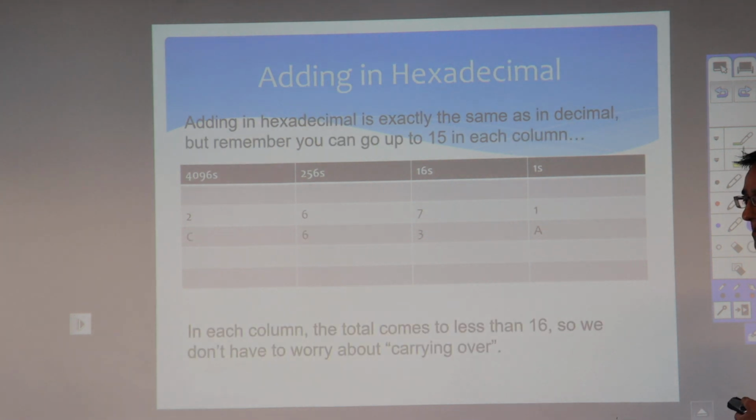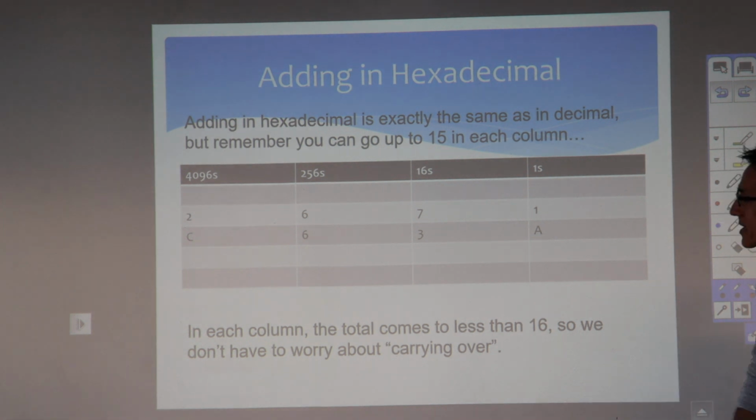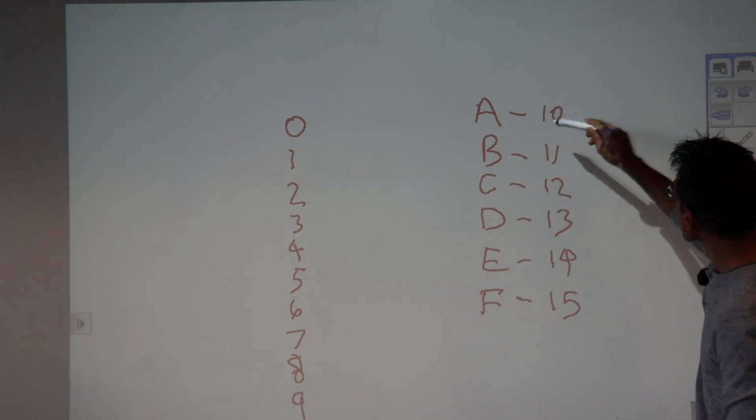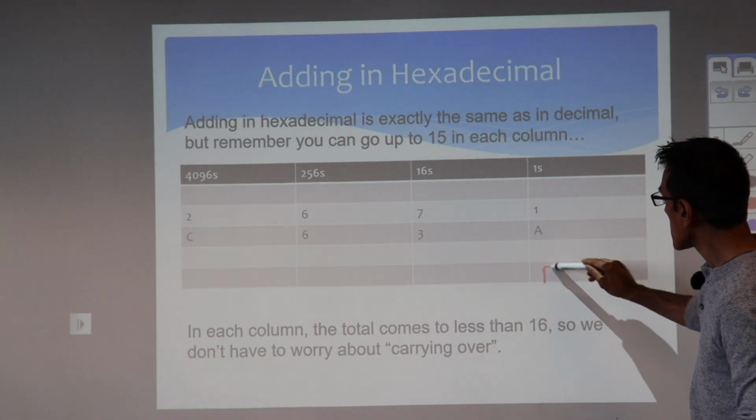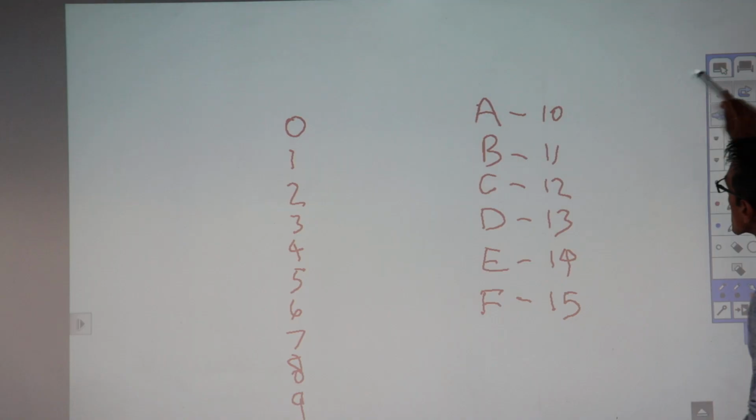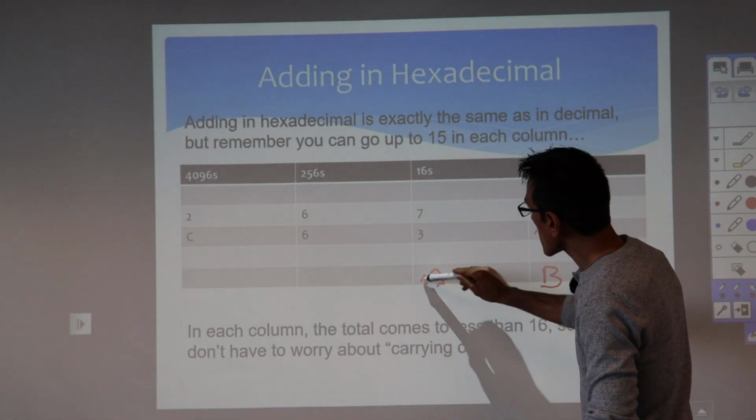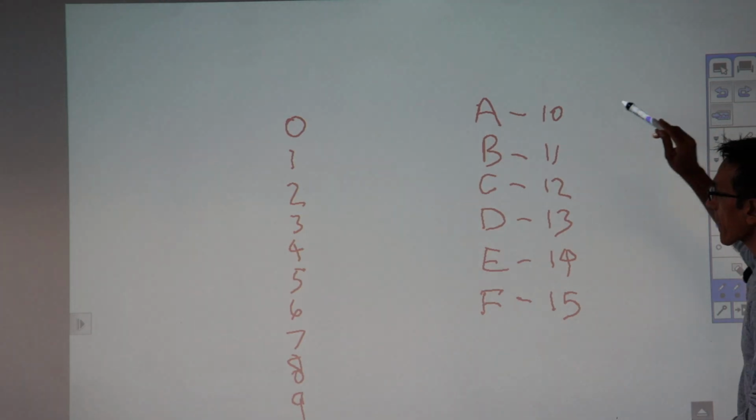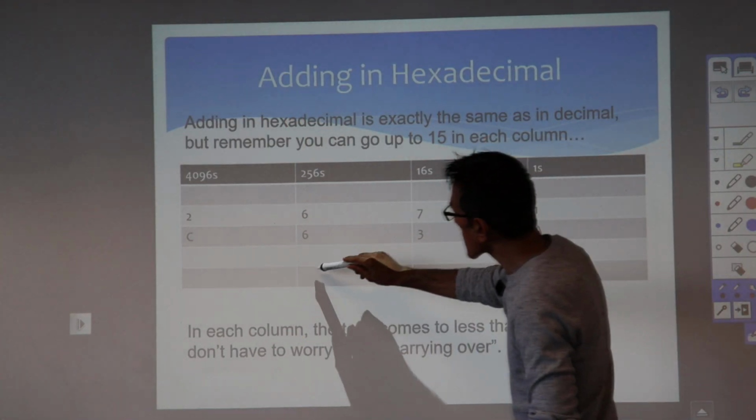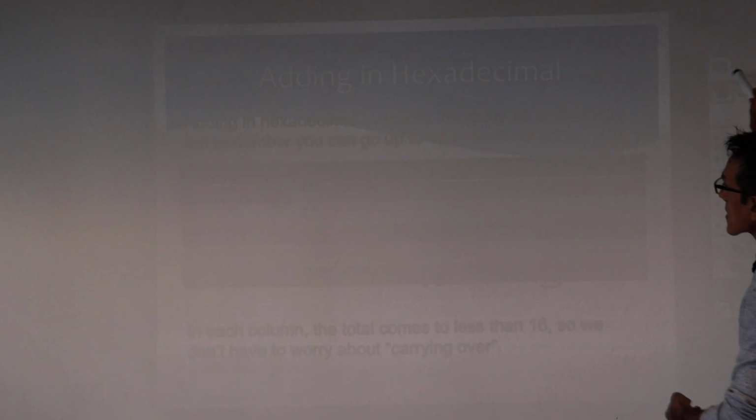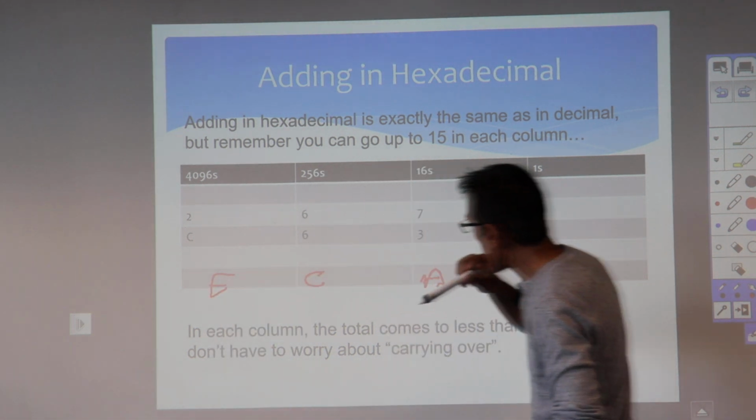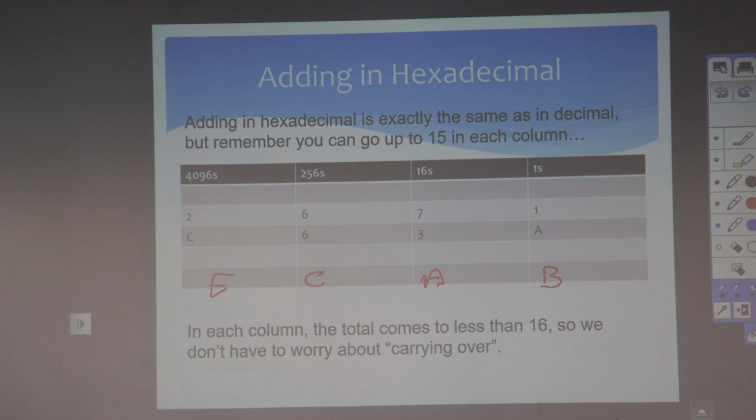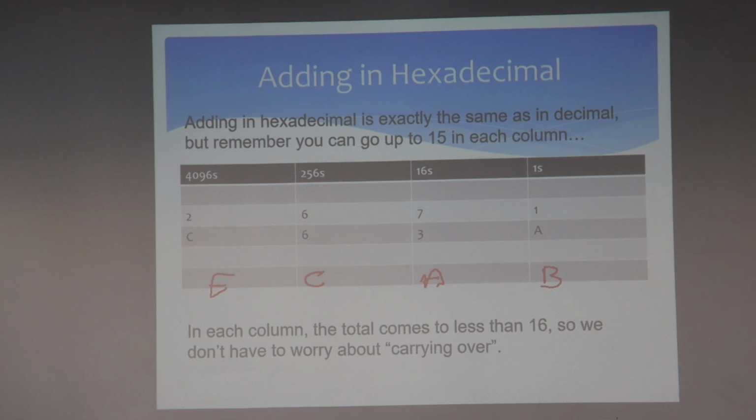Let's look at hex now, base 16. Straightforward one, no carrying this time. A is 10. 10 plus 1 is 11. 11 is a B. 7 plus 3 is 10. 10 is an A. 6 plus 6 is 12. 12 is a C. C plus 2. C is 12. 12 plus 2 is 14. 14 is an E. So our final answer then is E, C, A, B.